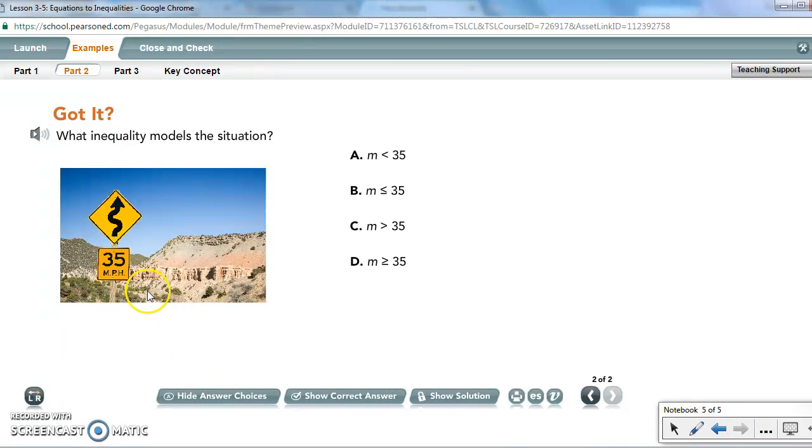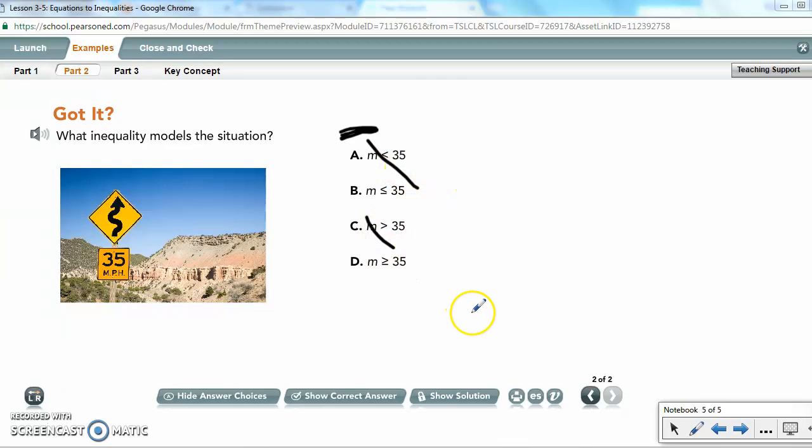Okay, so this says 35 miles an hour. Should you drive 36 miles an hour on this? No. 37? No. Would 34 be okay? Yeah. Would 35 be okay? Yes. So a key thing for you to know is that it's included. 35 is included. So you'll have that line underneath showing that you can also count 35, which means A is not an answer and C is not an answer because they don't include 35.